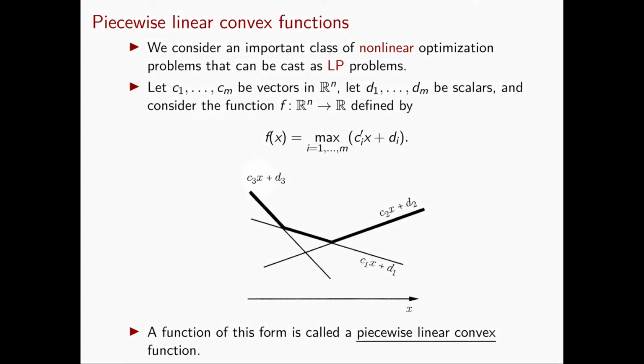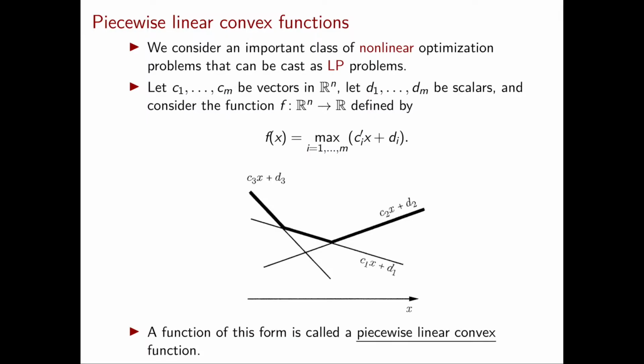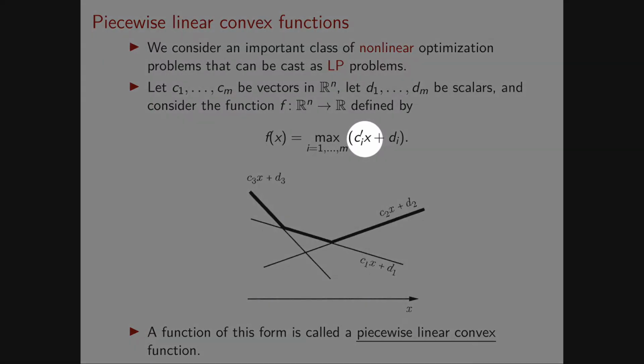So this is a function of this form. f(x) is the maximum for i that ranges from 1 to some number m of a number of affine linear functions, so of the form c_i transpose x plus a constant d_i.